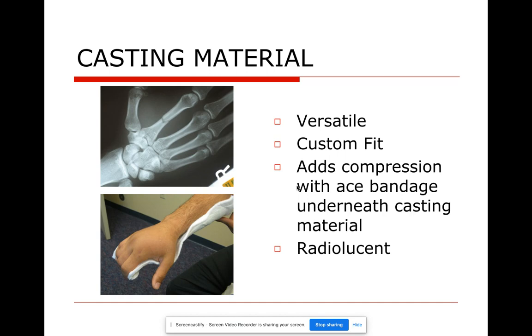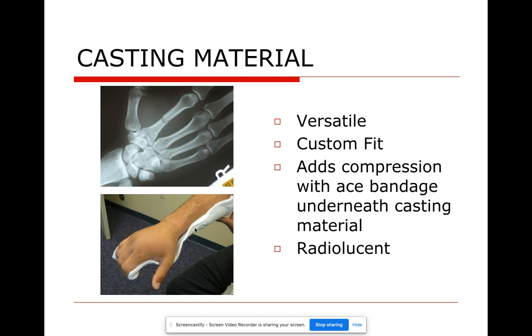Basically, could be used for any bone, any joint. It's custom fit, adds compression with the ace bandage underneath the casting material. So this should be nice and soft, so it's not hurting his arm here. And it's radiolucent, meaning that they can x-ray through a cast.